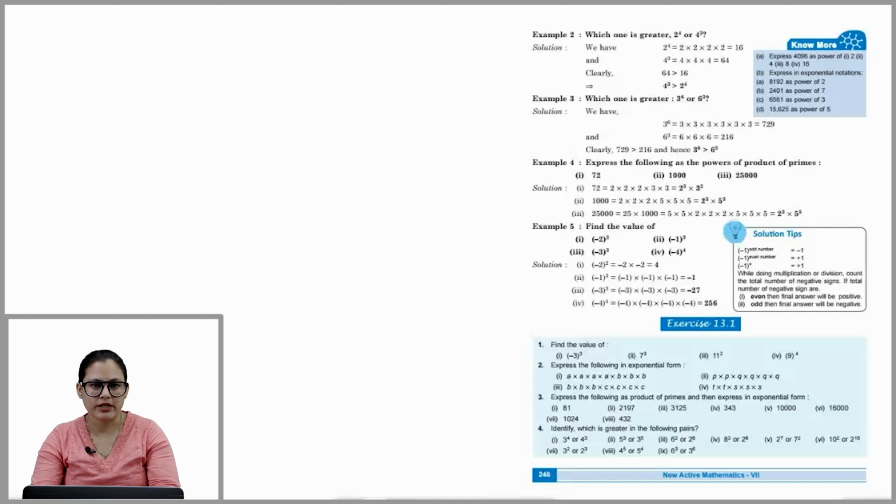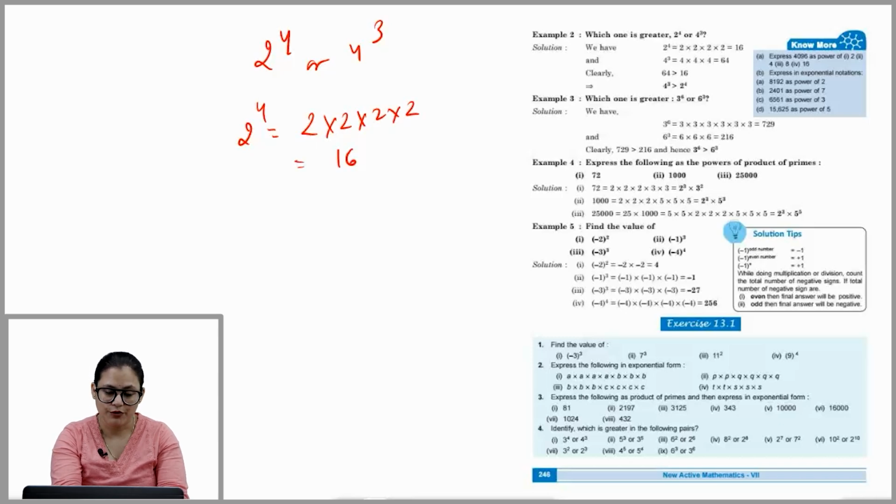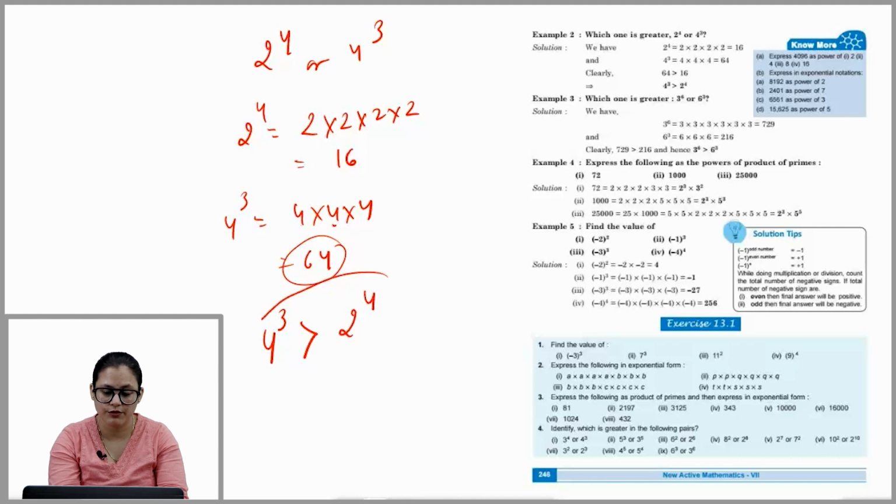Example 2, which one is greater, 2 raised to the power 4 or 4 raised to the power 3? How will we know? First, we will find the value of 2 raised to the power 4. That is 2 into 2 into 2 into 2, 16. And 4 raised to the power 3 is 4 into 4 into 4. 4 4s are 16 and 16 4s are 64. So which one is greater, 16 or 64? Clearly 64 is greater. That means 4 raised to the power 3 is greater than 2 raised to the power 4.